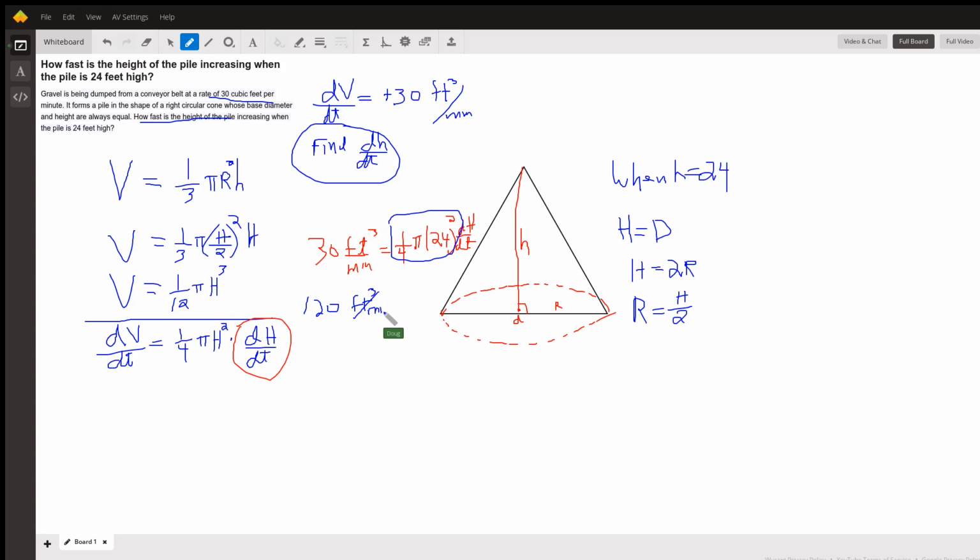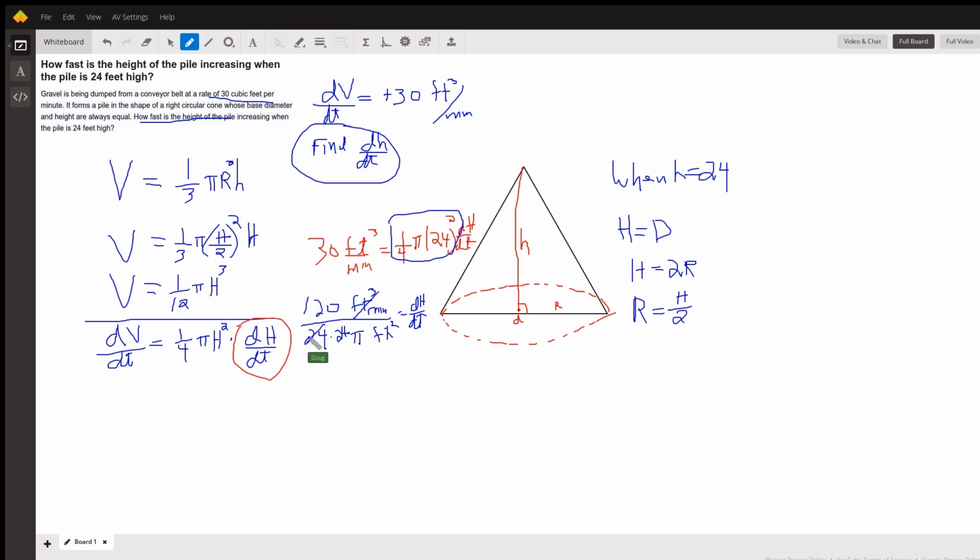By the way, when I squared this height, I got feet squared. I didn't put the units over there. And then I'm going to divide by 24 squared and pi. I'll write 24 squared as 24 times 24. There's the pi. The units that I carried over are actually feet squared. And that's dH/dt. That's how fast the height of the pile is changing at the time when h equals 24.